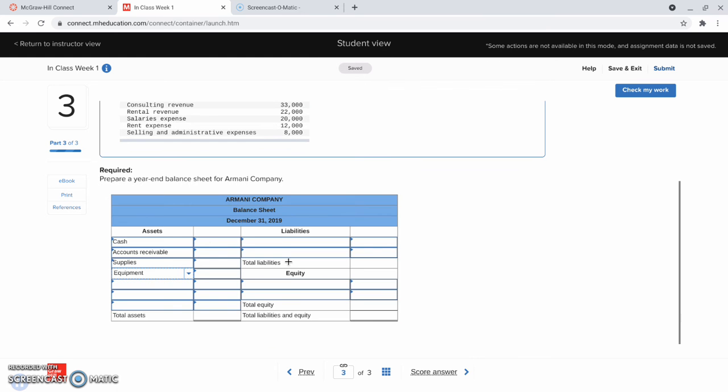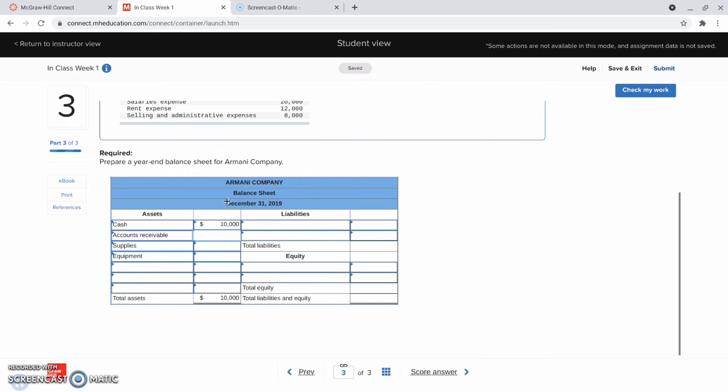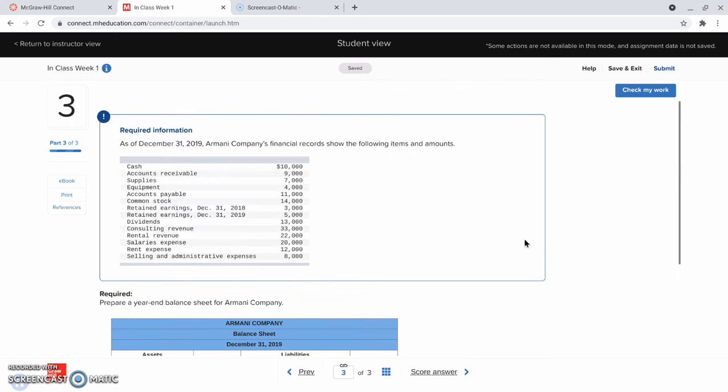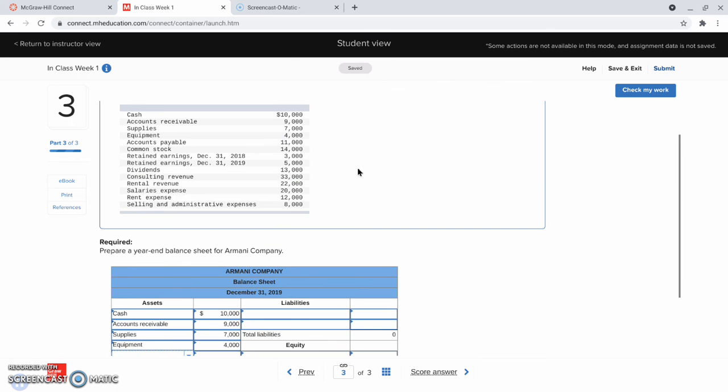So cash was $10,000. Accounts receivable was $9,000. Supplies was $7,000. And equipment was $4,000. So we have total assets of $30,000. Our total assets have to match our total liabilities and equity. All right, let's see how we're doing.